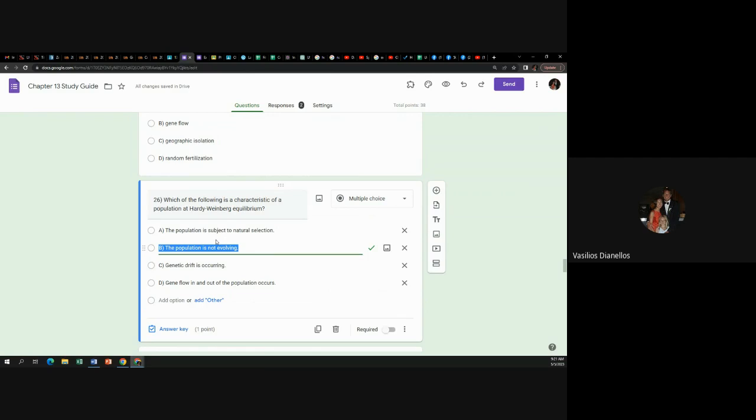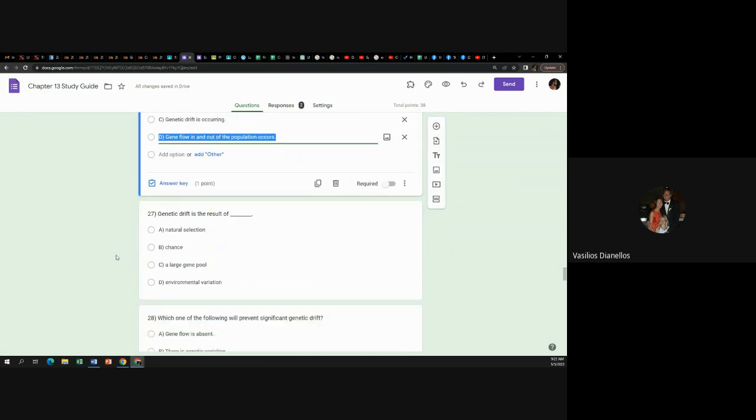Of course, if I were to have this question on the exam, I could change this to be the incorrect answer by saying the population is evolving. And I could change this to the correct answer by saying the population is not subject to natural selection. And I could put this as the correct answer by saying genetic drift is not occurring. Or this could be correct by saying gene flow in and out of the population is not occurring. Any questions about this slide? Question.